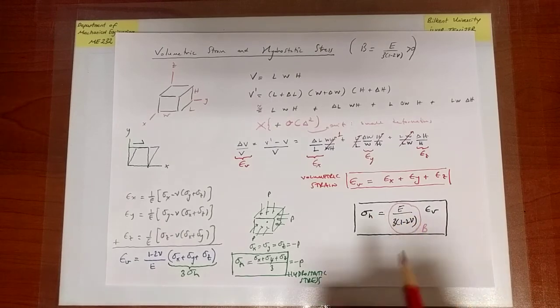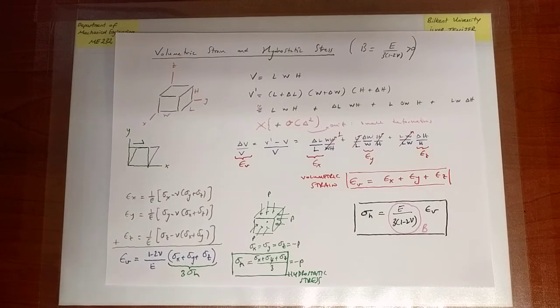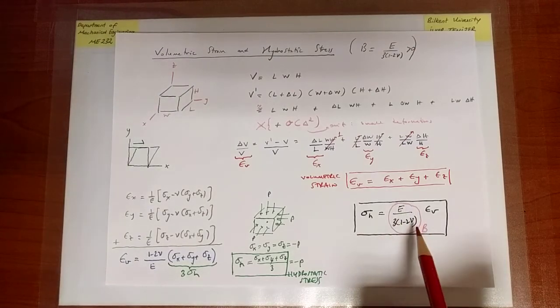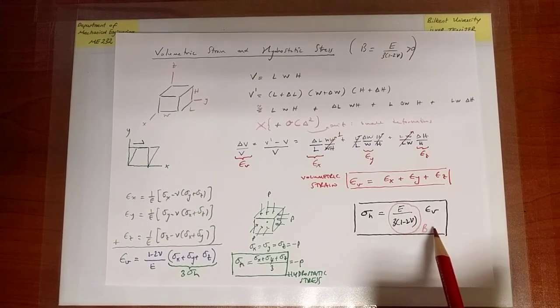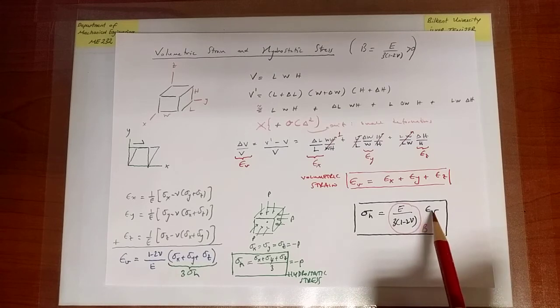Okay, so that expression is now a rigorous derivation of the bulk modulus based on the generalized Hooke's law that we have introduced. Now again you can see that if nu is approaching 0.5, then this thing goes to infinity. In other words, even though you might be imposing relatively large hydrostatic stresses, because this is infinitely large, this is going to be infinitesimally small. In other words, almost negligible, like 0.